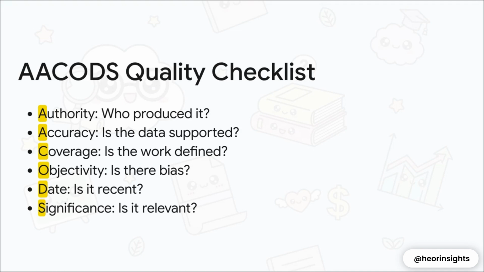Since gray literature is not peer-reviewed, standard risk of bias tools are not applicable. Instead, a framework like the AACODS checklist is used to assess quality. This prompts you to evaluate the authority of the authors, the accuracy of the methods, the coverage of the topic, its objectivity, its date, and its significance to your research question.